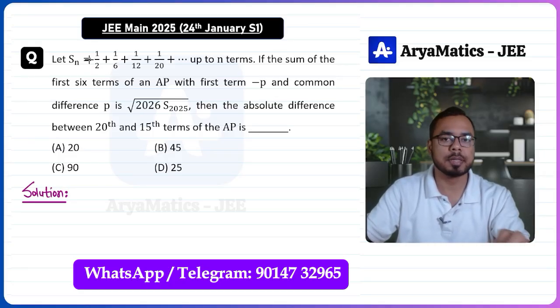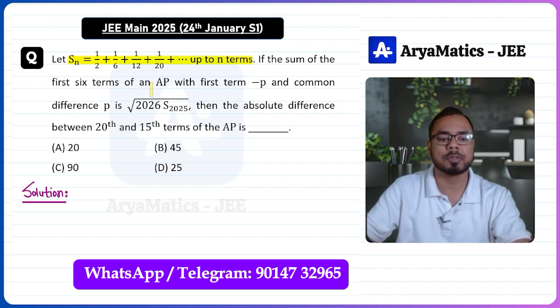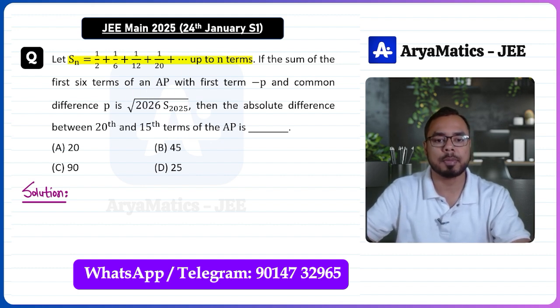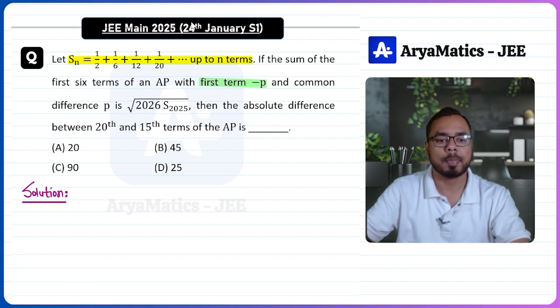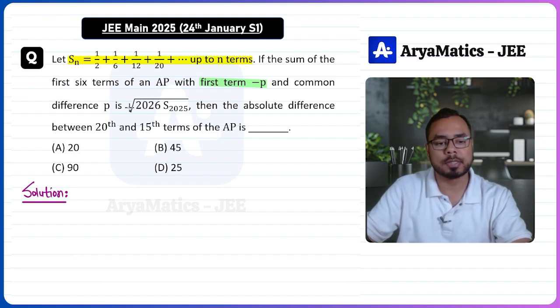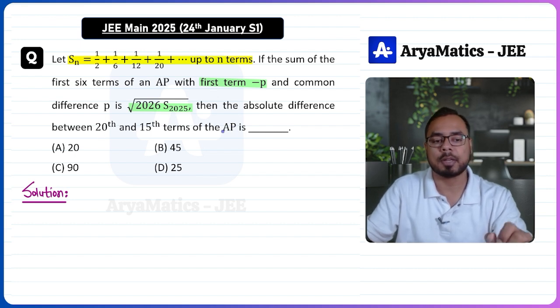Let Sn represent this sum: 1/2 + 1/6 + 1/12 and so on to n terms. If the sum of the first 6 terms of an AP with first term −p and common difference +p is √2026 multiplied by S2025, then we have to find the magnitude of difference between the 20th term and 15th term of this AP.